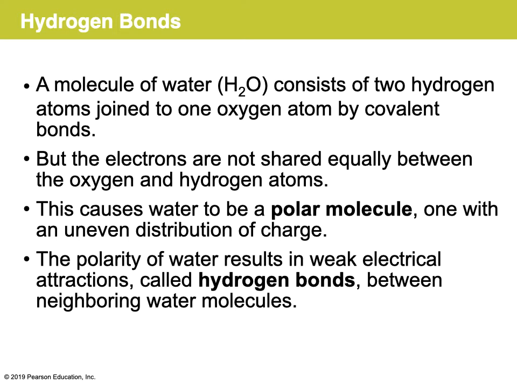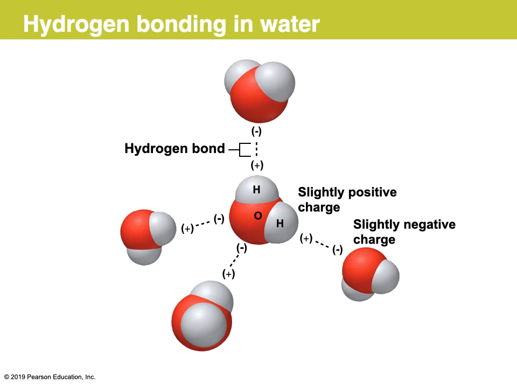Because of that, you wind up with weak electrical attractions called hydrogen bonds between neighboring water molecules. Think about how great water is when it comes to sticking to itself. Well, this is why. If you look at these here, you can see that the hydrogen end is weakly positive and the oxygen end is weakly negative. So that means they're going to be all attracted to each other's positives to negatives. And that means that water is really good at sticking to itself, because they're not being held together by a covalent bond, they're being held together by these charges.